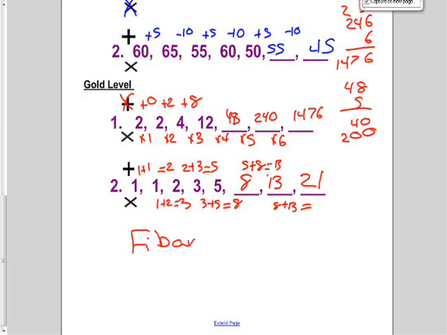Fibonacci sequence. This is a really famous sequence. How this one works is you add 2 numbers and get the next one. So 1 plus 1 is 2, then 1 plus 2 is 3, 2 plus 3 is 5, 3 plus 5 is 8, 5 plus 8 is 13, 8 plus 13 is 21, and so on. So again, just remember this one, the Fibonacci sequence.